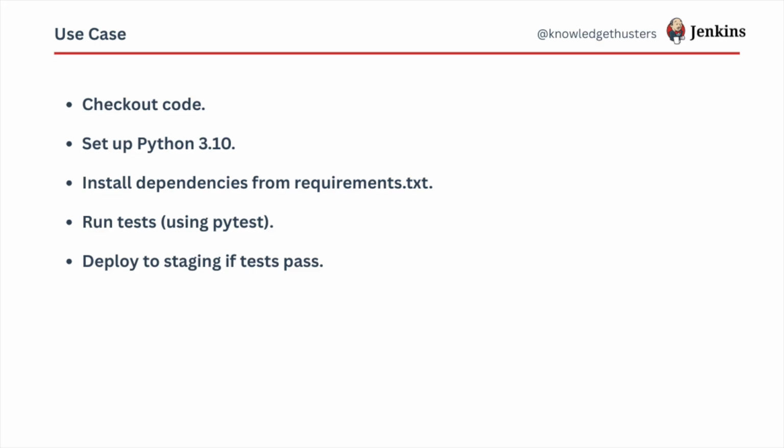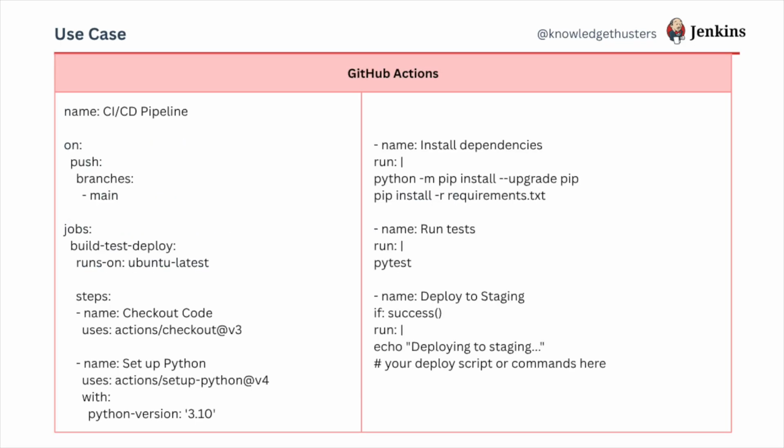So let's take one use case. We have to check out code, then set up Python and install dependencies from a requirements.txt file, then run tests and deploy to staging if tests pass. First let's see GitHub Actions. The trigger is on push to the branch. This means that whenever someone pushes to this branch, CI/CD automatically starts.